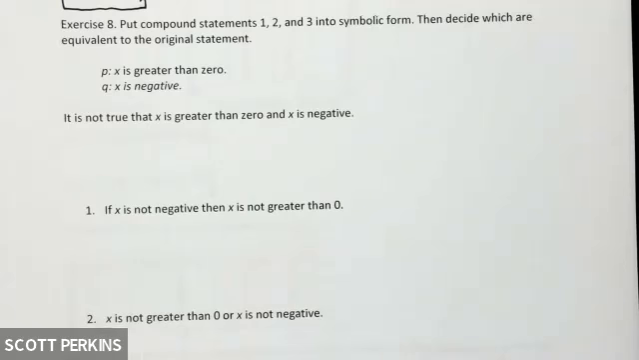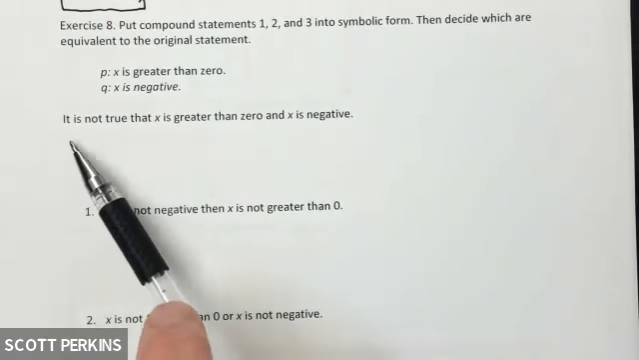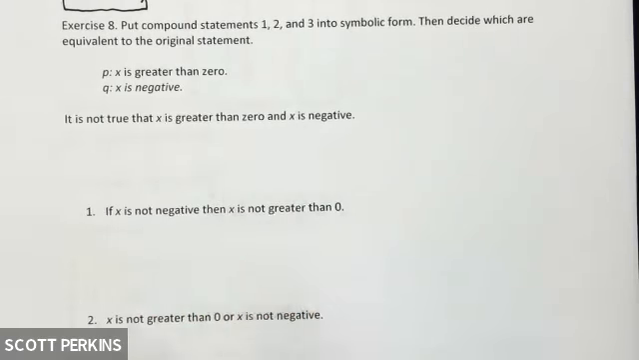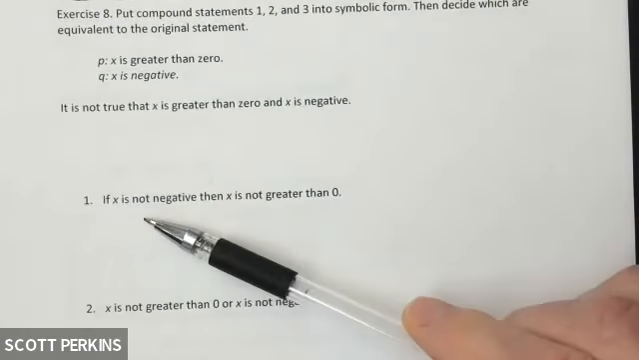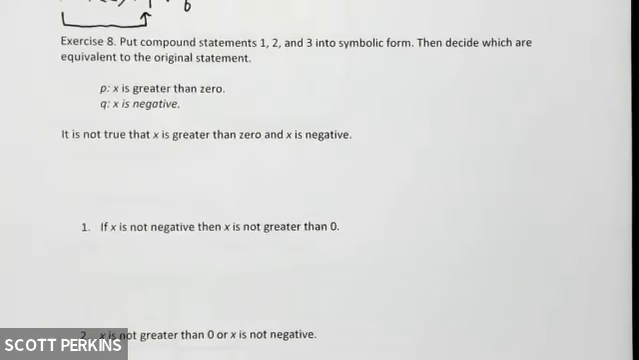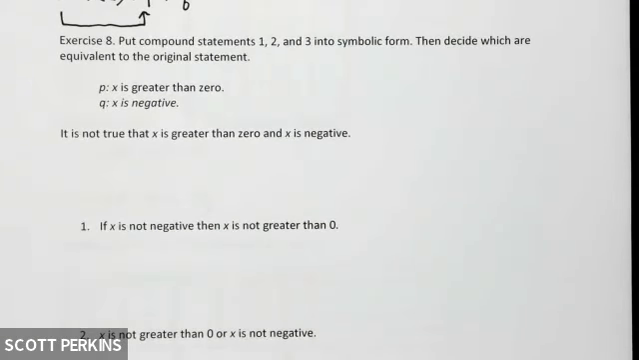Okay, so exercise 8. I've given you an original statement. It is not true that x is greater than 0 and x is negative. I've given you 3 derivations of that statement, numbered 1, 2, and 3. What I would like you to do is first, let's go through and write each of those symbolically. I'm going to give you 90 seconds to write each of those 4 statements symbolically, please.